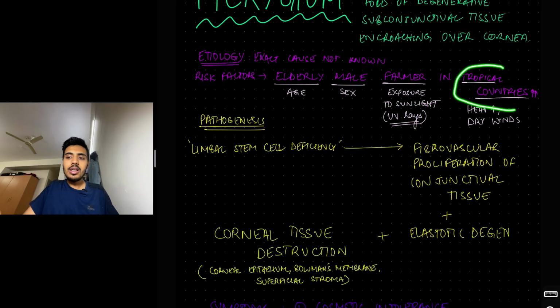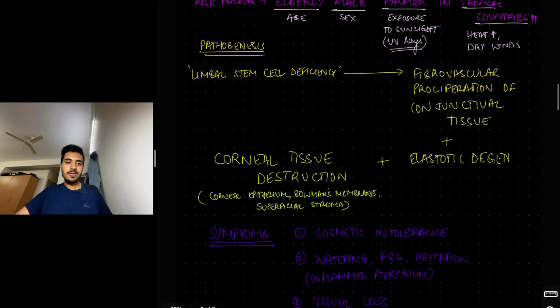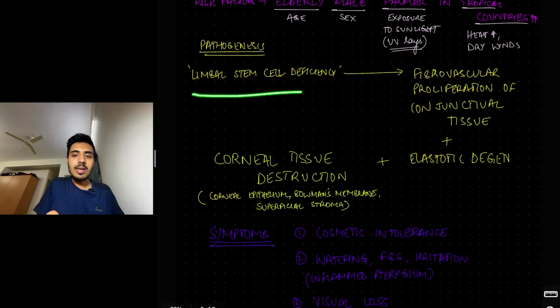And tropical countries like India where there's a lot of heat, there's a lot of dry winds, increased temperature. So old age, male sex, increased exposure to UV occupations such as farmers, and you have tropical countries where the heat is more or the dry winds are more. So now let's look at why it happens. So basically you have limbal stem cell deficiency.